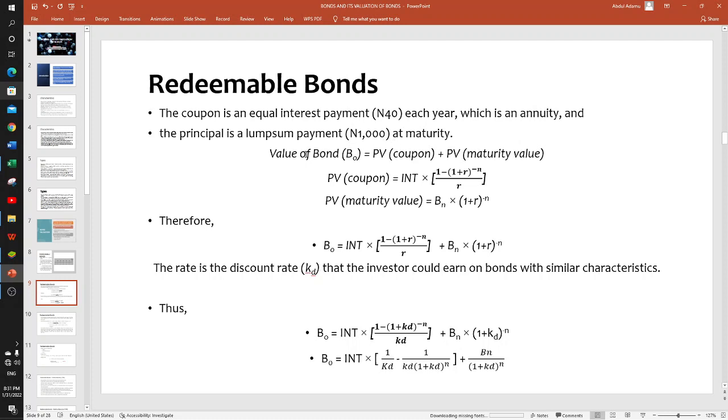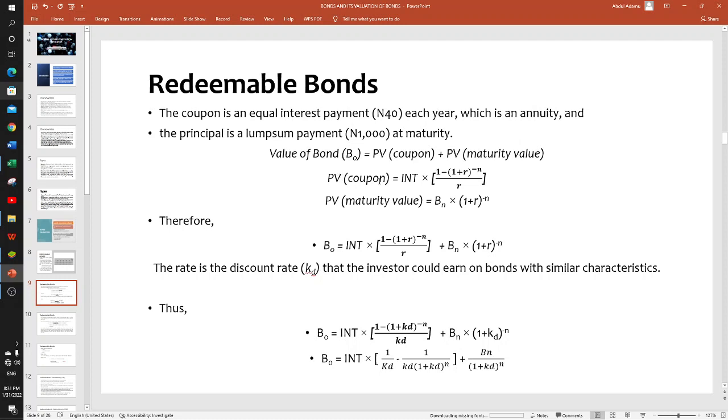So that means the value of a redeemable bond is the present value of the coupon, which is an annuity, plus the present value of the maturity value, which is a lump sum. If you recall our formula for present value of an annuity, the annuity is the interest or coupon payment, in this case $40, 40 naira.